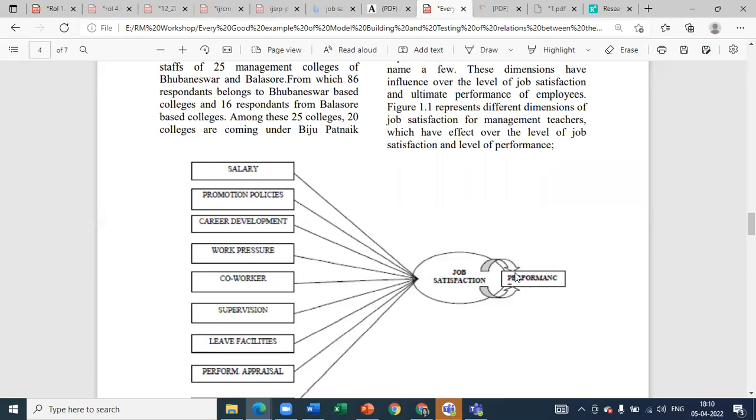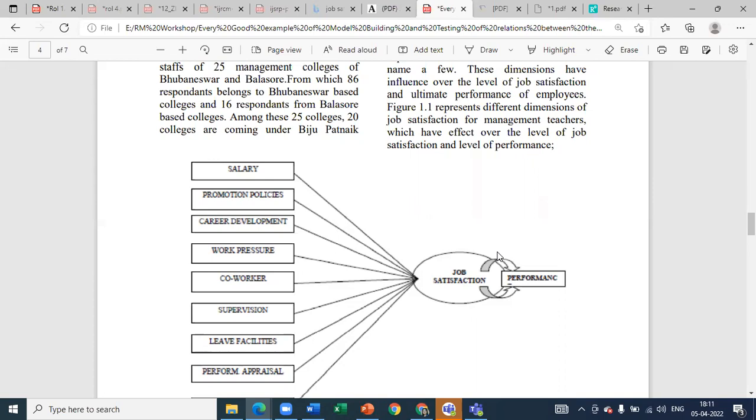If you also want to show the relationship, you can put a plus sign here. If there is a negative relationship, you can put a negative sign. I hope you are understanding how to make the model. Very logical, friends. Very logical. Maybe no book will even tell you this.